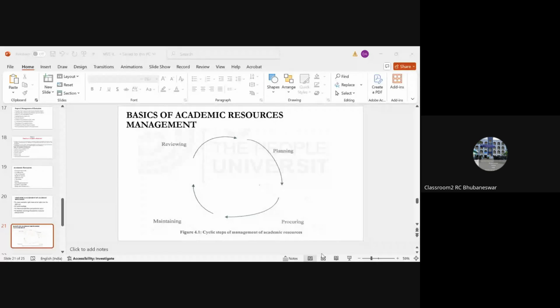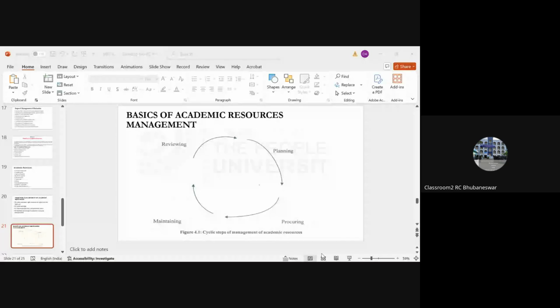Okay. Then basics of academic resource management. Basics of academic resource management. Have you written the headline? Basics of academic resource management. Everybody? Have you? Yes, sir. Yes, very good.